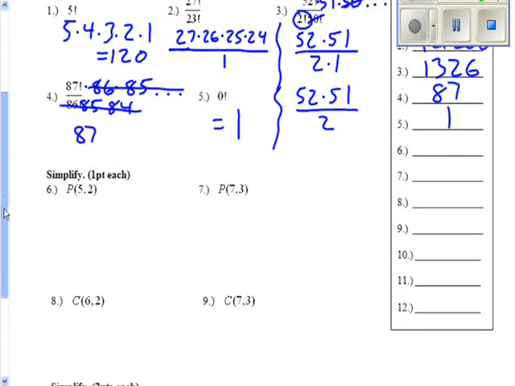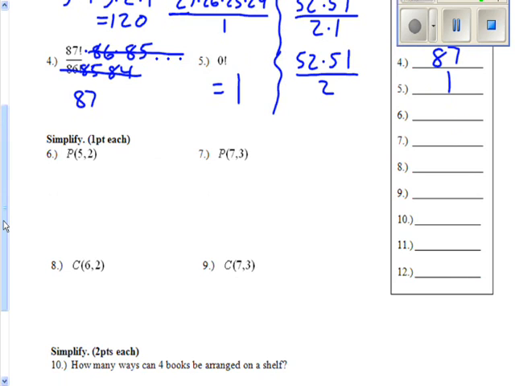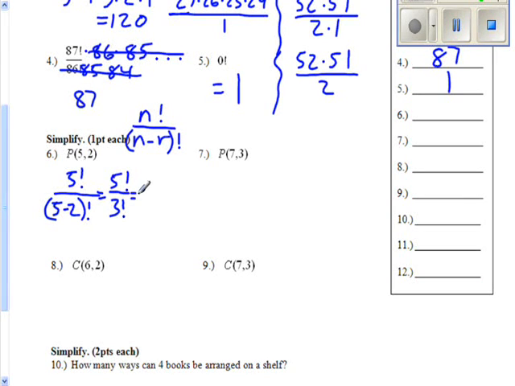Moving right along. Permutations. All right. With the permutations, remember we could do these by hand. The formula for a permutation is n factorial over n minus r factorial. So that would be 5 factorial over 5 minus 2 factorial, which is 5 factorial over 3 factorial. So really we're just left with 5 times 4, which is 20.